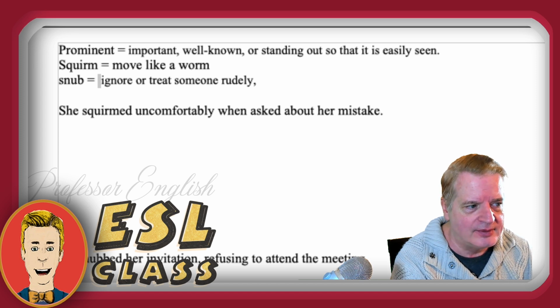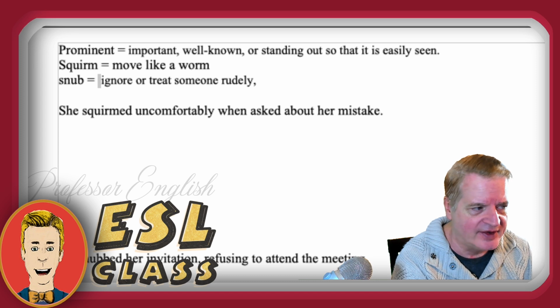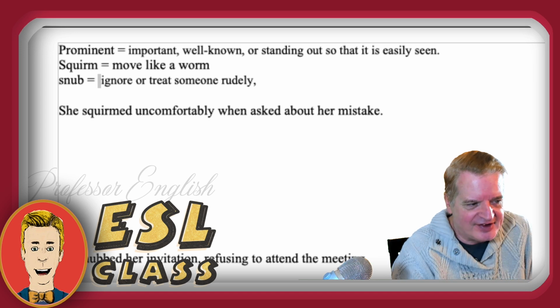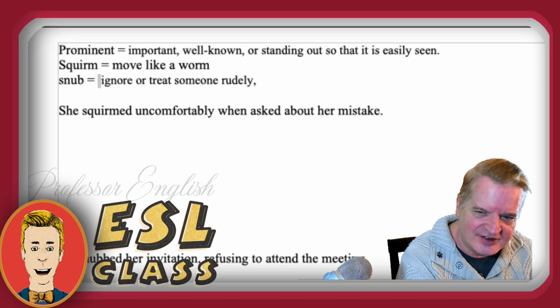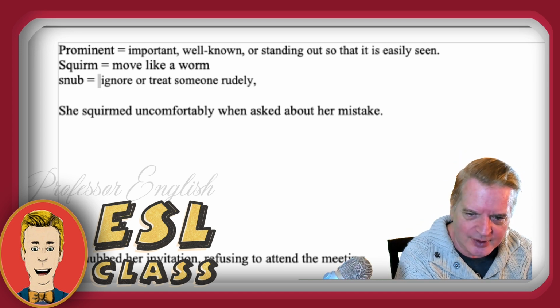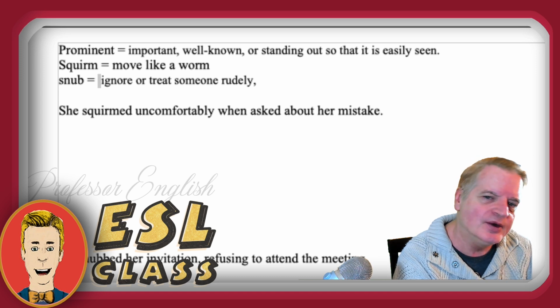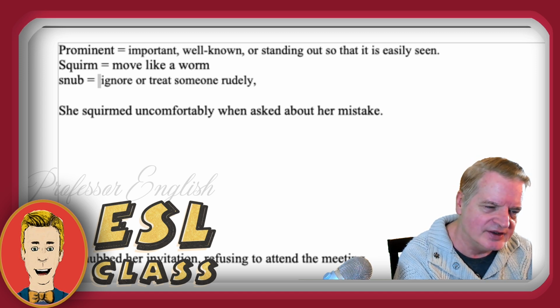I did not know the answer. Maybe because she was embarrassed. Think about it: maybe she's a student and the teacher said, "You made a mistake." And then she got uncomfortable and she acted like a worm. She moved like a worm. Does that make sense? Okay. So she squirmed uncomfortably. Can you read the first three words of that phrase?